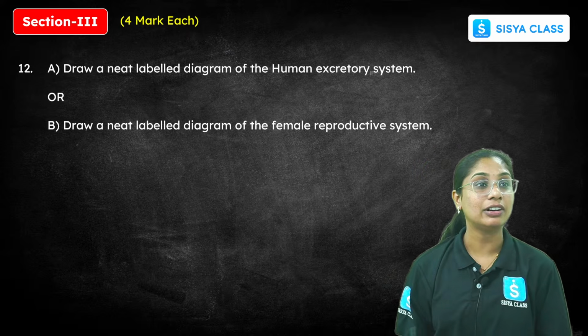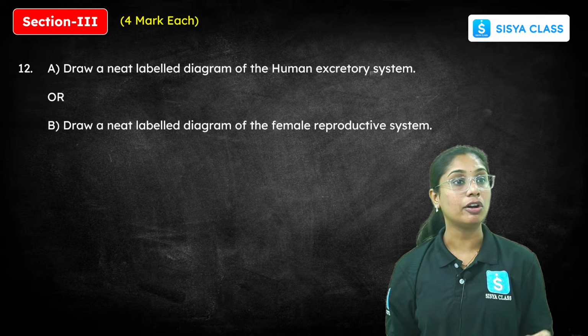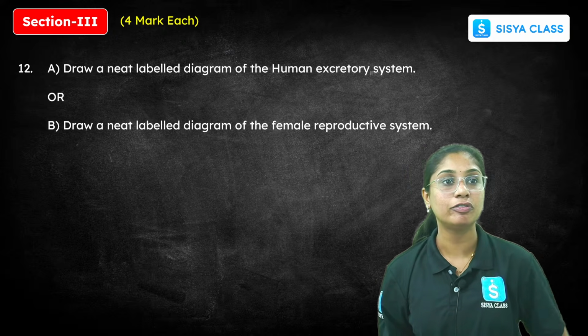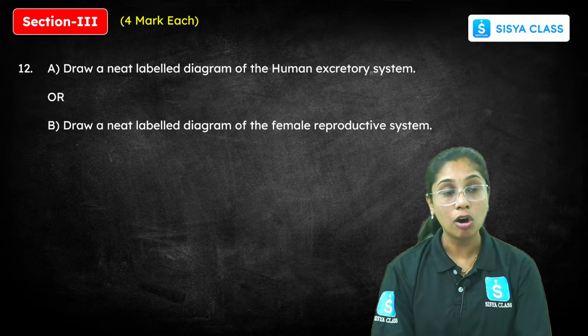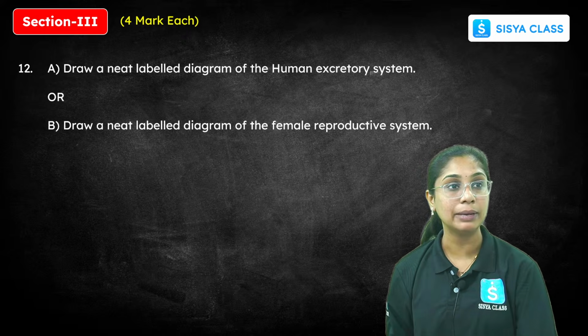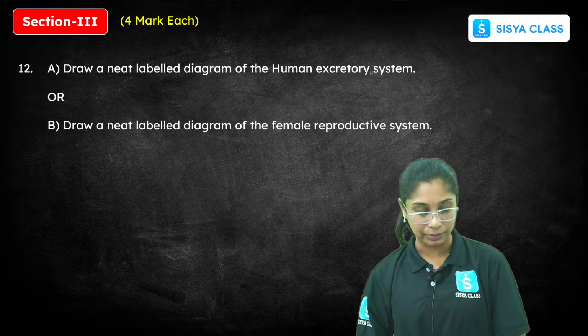So here we have a diagram-based question, a 4-mark question. Draw a neat labelled diagram of the human excretory system, and the OR option for this question is part B, which is to draw a neat labelled diagram of the female reproductive system.